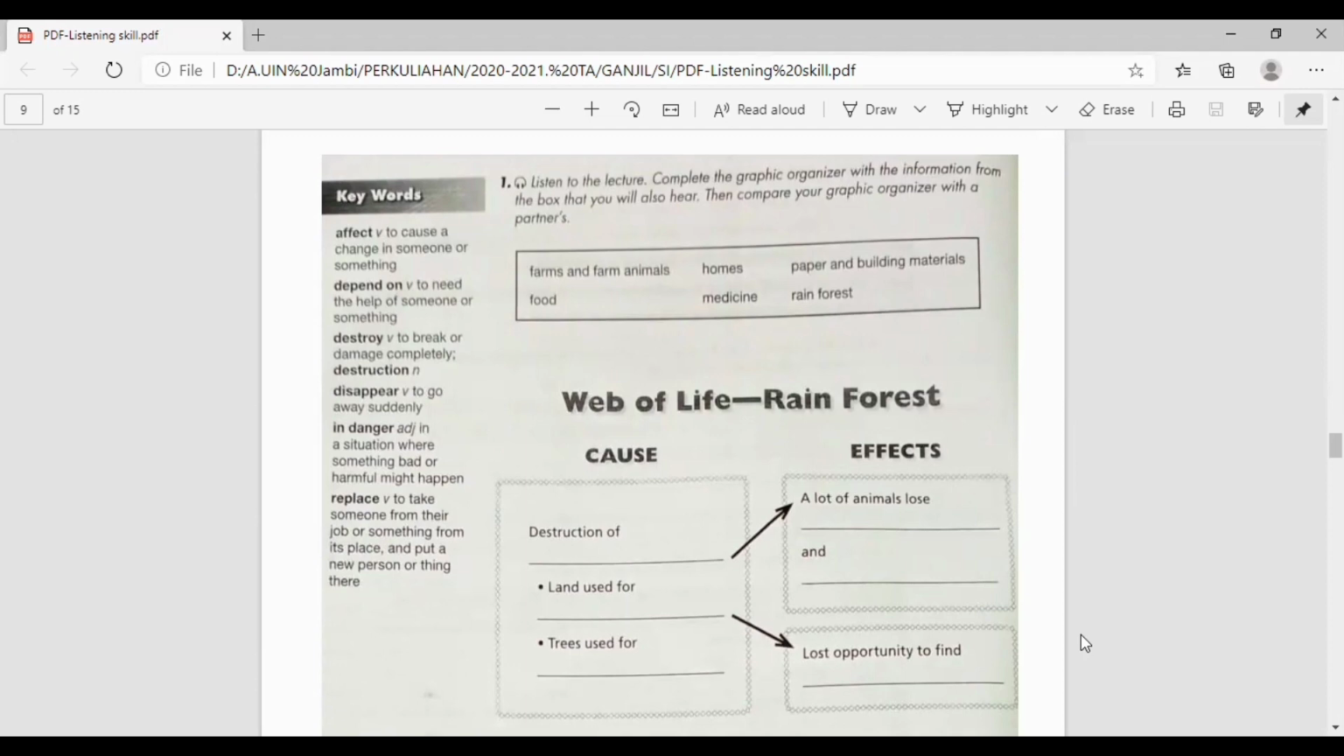These actions have serious effects on all living things. First, because trees are disappearing, many animals are losing their homes and food. A lot of them die. Since many living things depend on each other, when some die, the whole web of life is affected. The destruction of the rainforest also has serious consequences for people around the world.